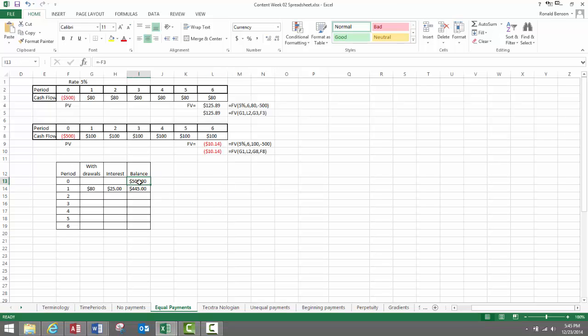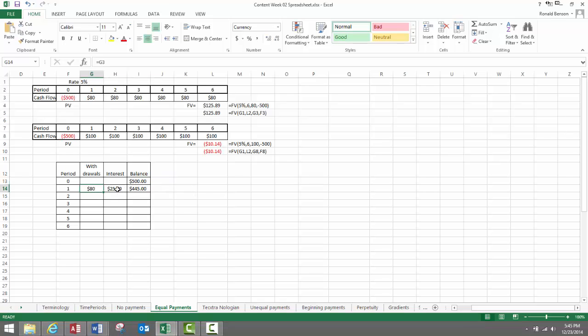We start with a $500 balance, which I pulled from F3 right here, and I put a negative sign. Typically, you start with a positive balance. Don't have to. I think people do it different ways. They tend to use these columns: period, withdrawals, interest, and balance. Sometimes you add another column, which is payments and withdrawals both. If you have both, you don't have to put them in separate. You could change the signs. It's clear probably to put both.